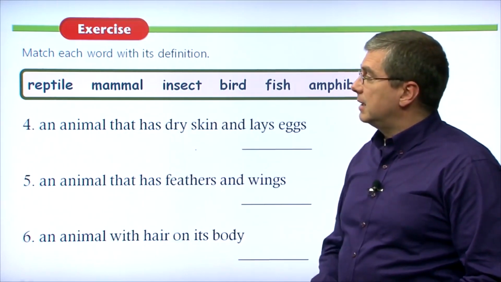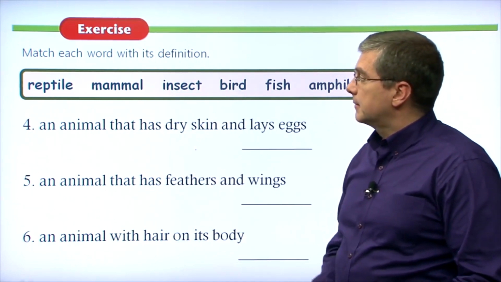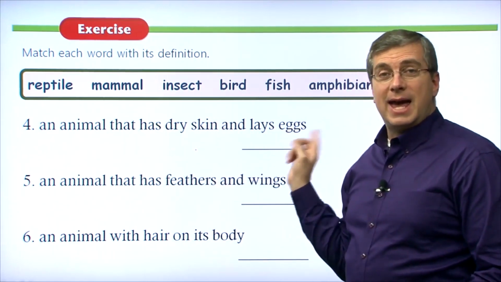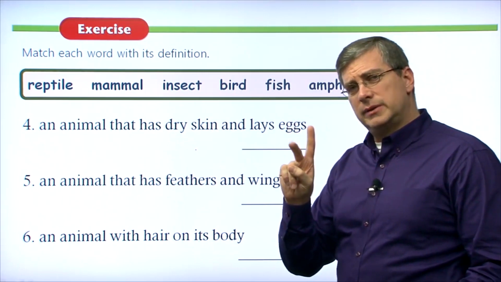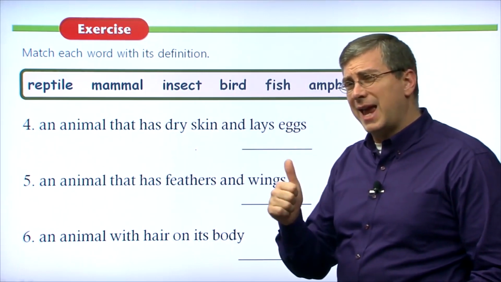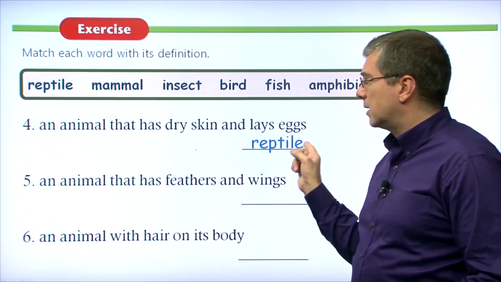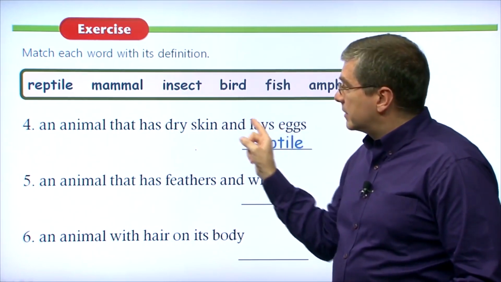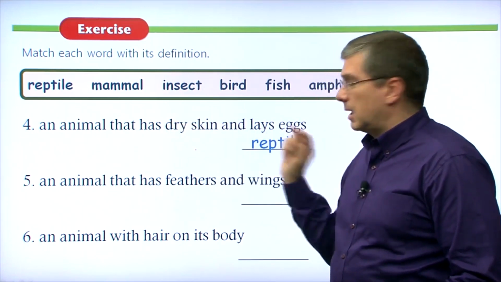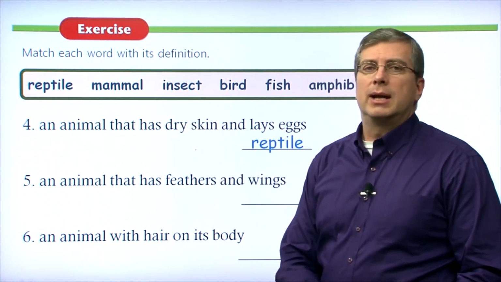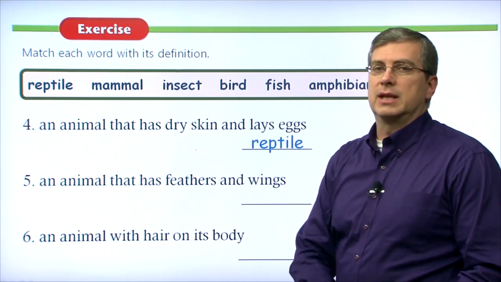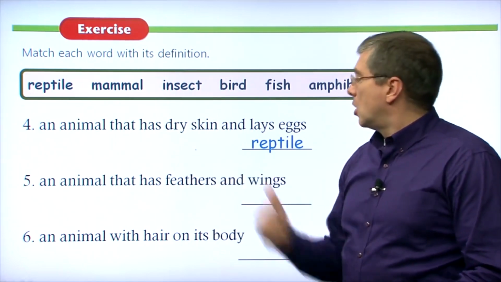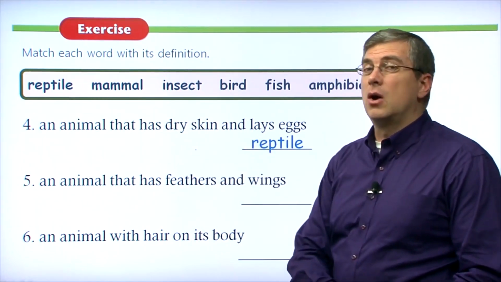Let's move on to the next one. Number 4 is an animal that has dry skin and lays eggs. Remember we talked about 2 types of animals that lay eggs, birds and, did you catch it? Reptiles, right? We know this is a reptile, not a bird. Yes, they both lay eggs, but dry skin has to do with reptiles, not with a bird, right? A bird has feathers on its skin. It doesn't really have that dry, scaly skin. Also, remember, reptiles have scales on their skin.